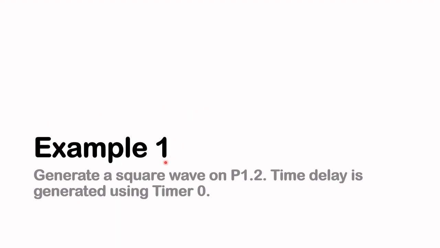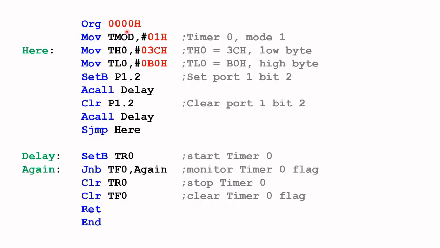So in this first example, I'm going to generate a square wave on P1.2, that is port 1 bit 2, and a time delay is generated using timer 0. So let's look at the code. As usual, I'm starting the code at 0000 hexa.